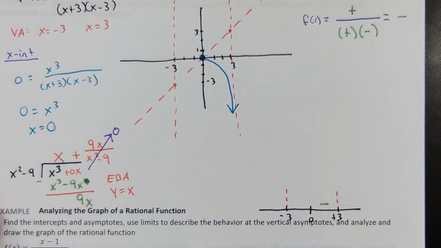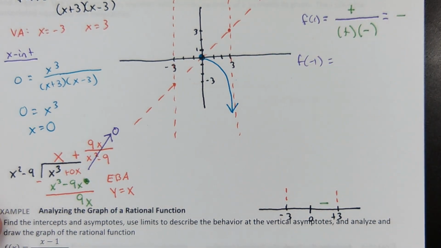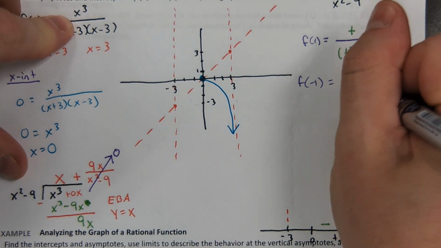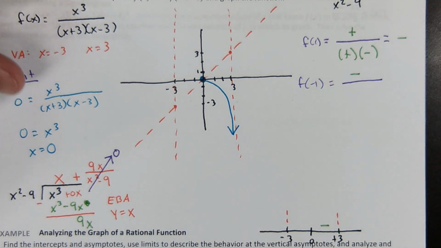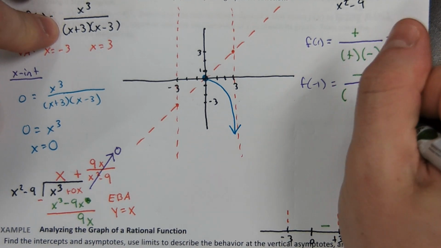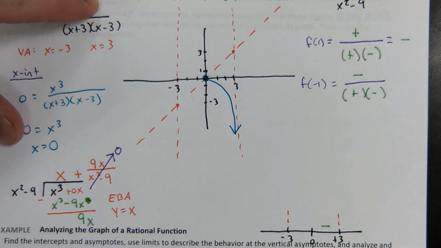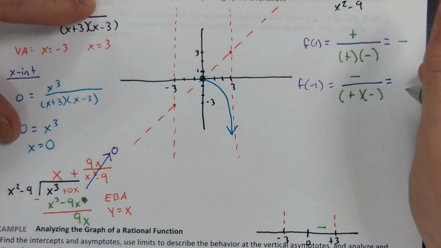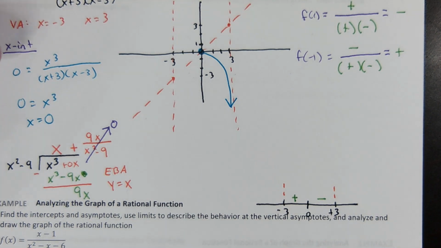Now let me drop in x equals -1. Again, I don't care about the value. All I care about is the symbol. Negative 1 cubed, positive or negative? Negative 1 cubed is negative, folks. Okay. Negative 1 plus 3, positive or negative? And negative 1 minus 3, positive or negative? The result here, is it positive or negative? Positive result. That means between negative 3 and 0, my graph is above the x-axis.